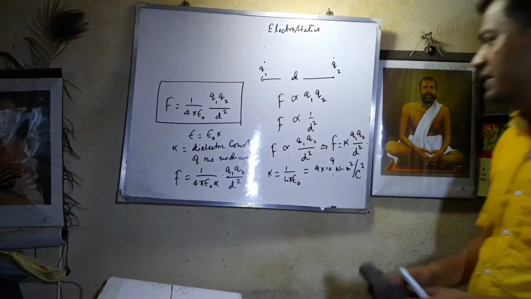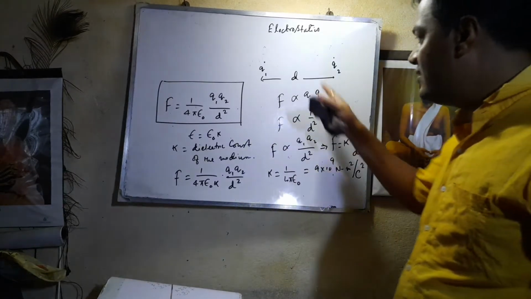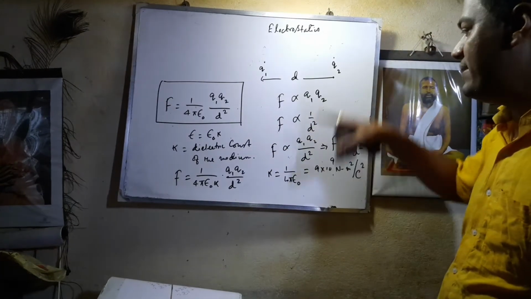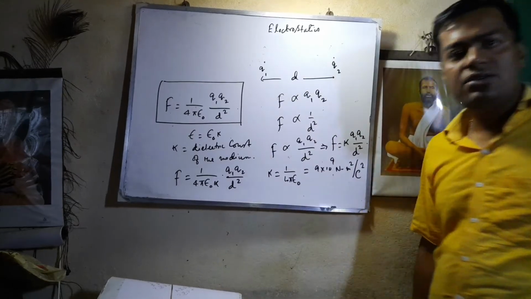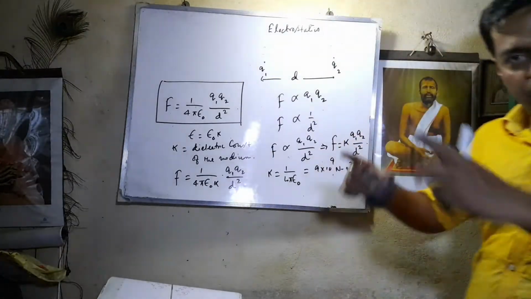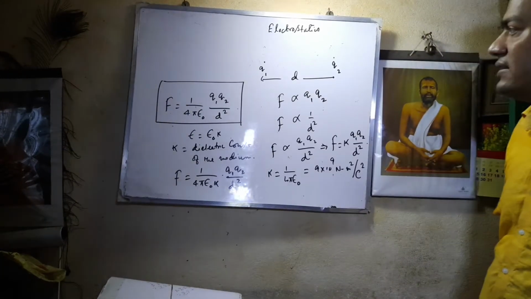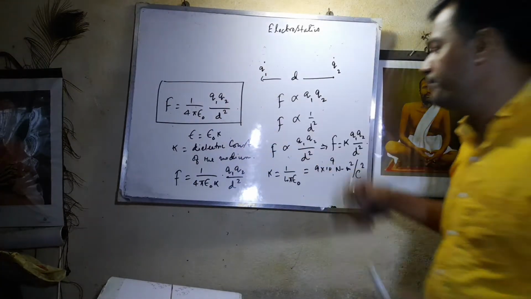Now you see that this law is basically a vector law, because F is a vector quantity. So this law should be expressed in vector form. Now I am coming to represent this equation in the convenient vector form.